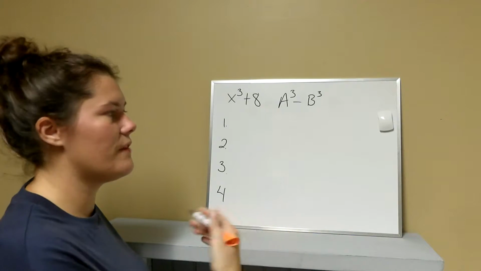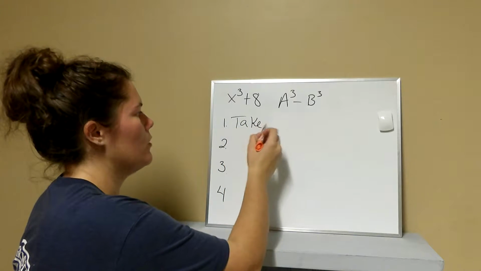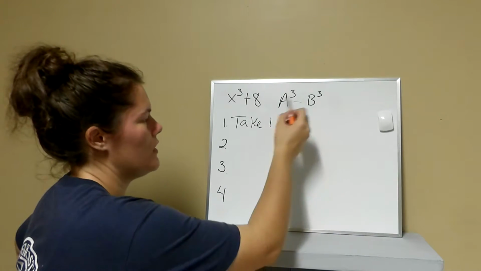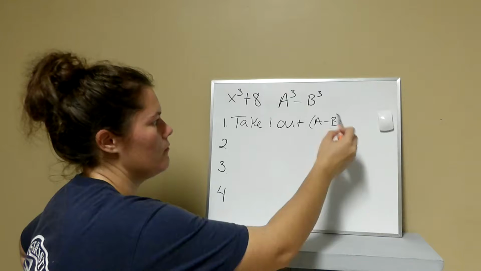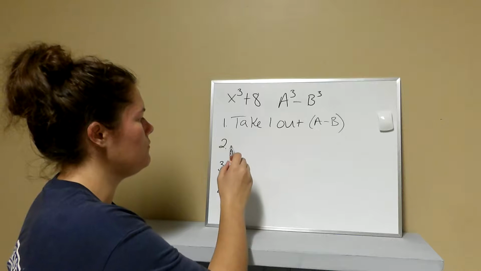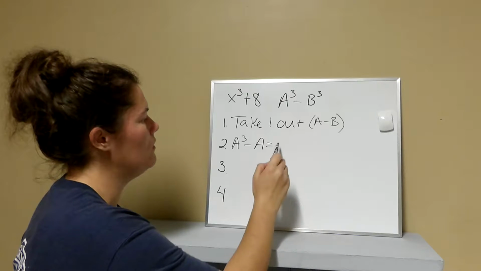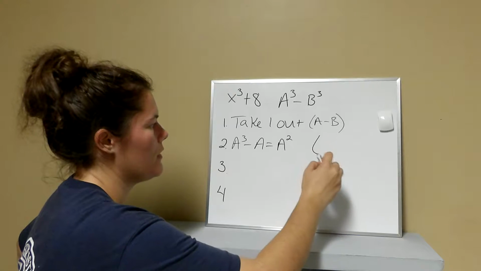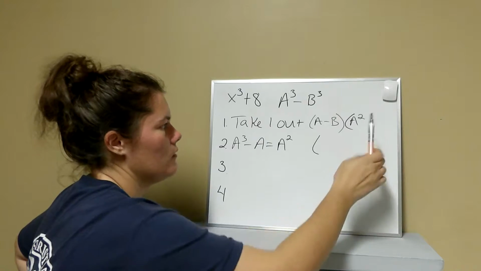And in order to factor them, first of all, you have to take one section of the problem out. So instead of a cubed and b cubed, you would take out a minus b. So you took out 1. Then the second part is if you have a cubed and you take 1 out, minus a, is going to equal a squared. So then in this set of parentheses, the next one that's going to go here, you would do a squared.